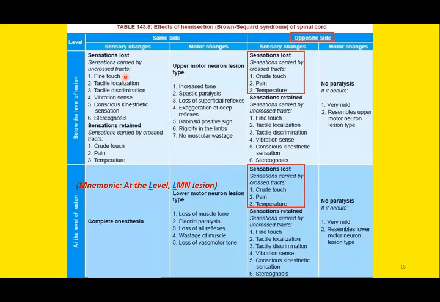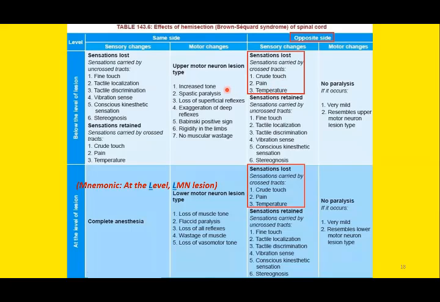So if we compare the sensory changes with the opposite side, it is reverse. The sensations carried by the anterolateral spinothalamic tract like pain, temperature, and crude touch are lost, and those carried by the DCML pathway are retained. So if there is hemisection of the spinal cord, what you are going to observe is that below the level of lesion, all the sensations carried by the anterolateral spinothalamic tract will be lost.